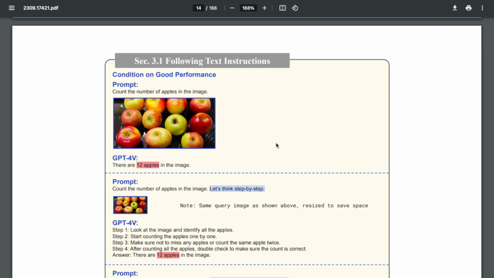Now, if you tell GPT-4V, count the number of apples in the image, let's think step by step. Step 1, it looks at the image, start counting the apples one by one. Make sure not to miss any apples or count the same apple twice, of course. After counting all the apples, double check to make sure the count is correct. There are 12 apples. Here again, it's wrong.